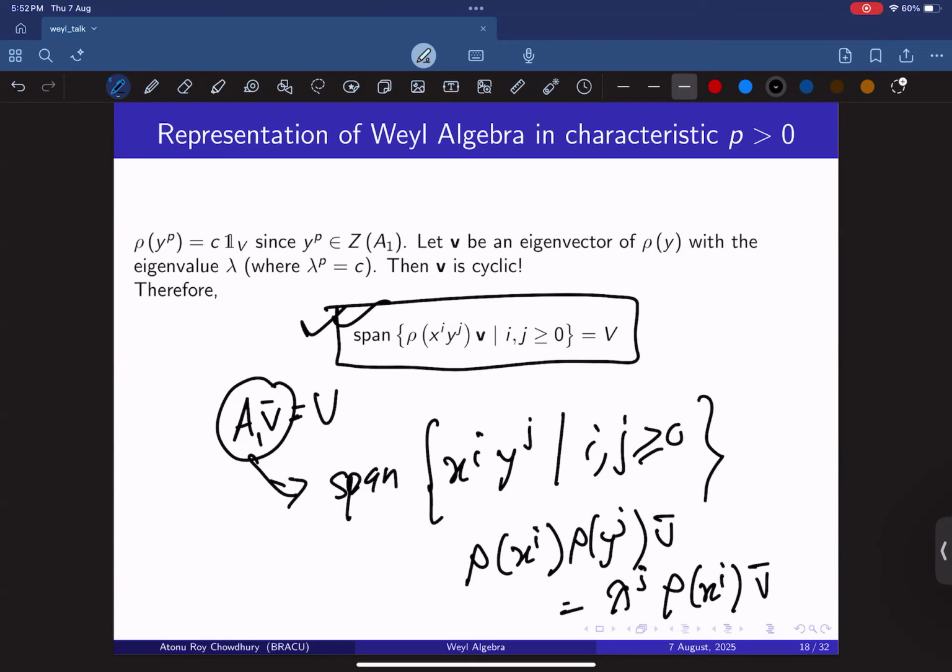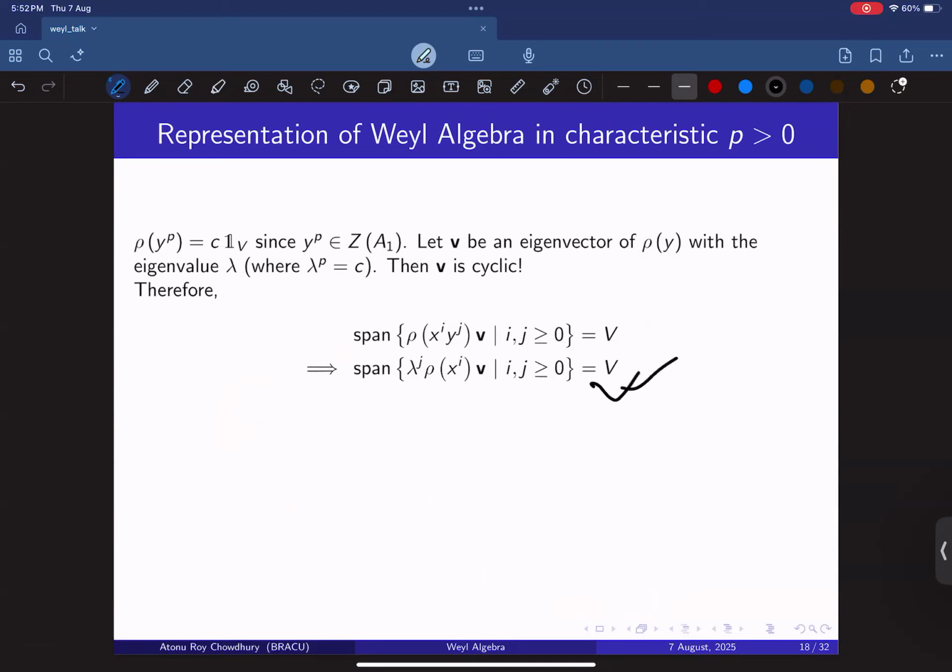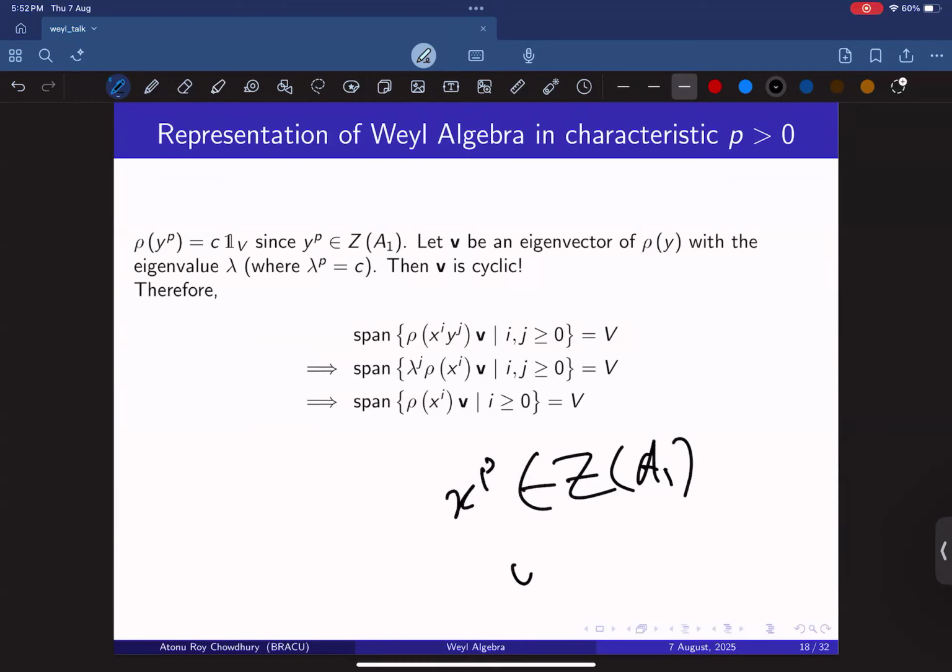So yeah, so that means this spans the vector space V. Now, all the lambdas, or lambda to the power something, these are scalars, so we can basically ignore them, right? So if we ignore them, we get that this thing, rho of x to the power i acting on v, spans V. Again, since x to the power p is in the center, what do we get? Rho of x to the power p is basically some other constant C prime times the identity.